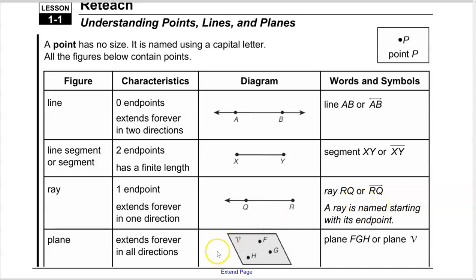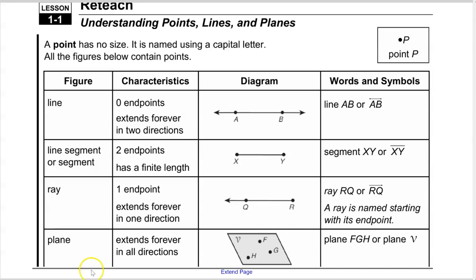All right, and finally we have a plane. A plane extends forever in all directions. So it goes forever in every direction. To name a plane, you can use either one letter or 3 points on that plane. You can't use two because that would be a line, but you use three non-collinear points, where they're not in a straight line. Sometimes you might see the plane named with 4 points, but you only need three that are not in a straight line. So this could be plane FGH or plane V.